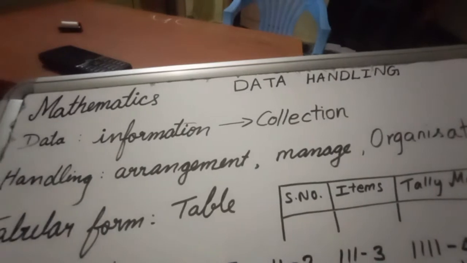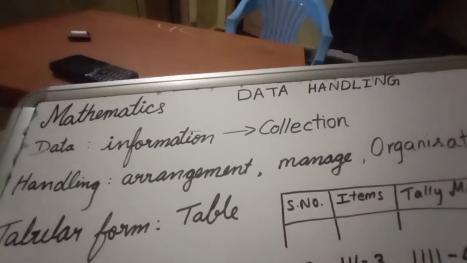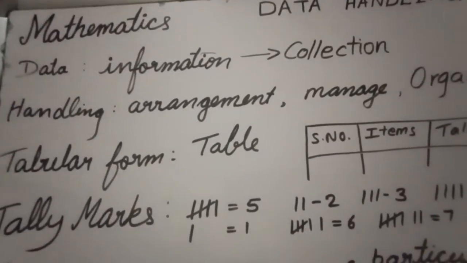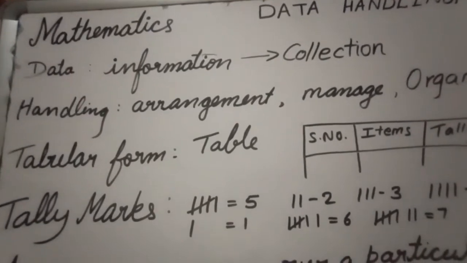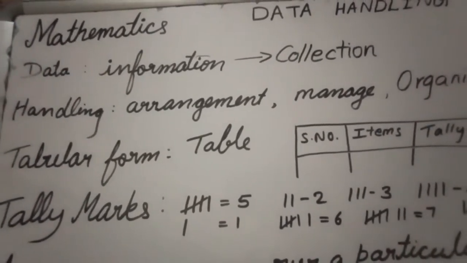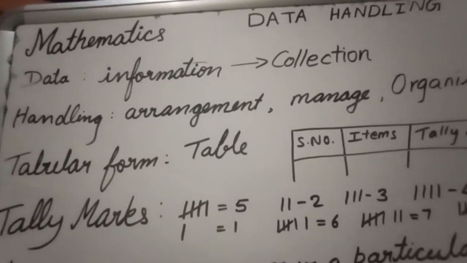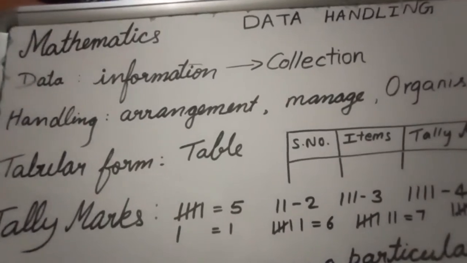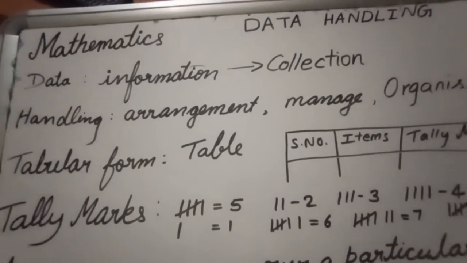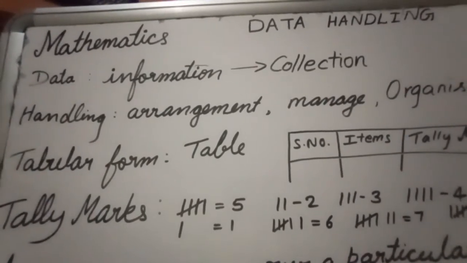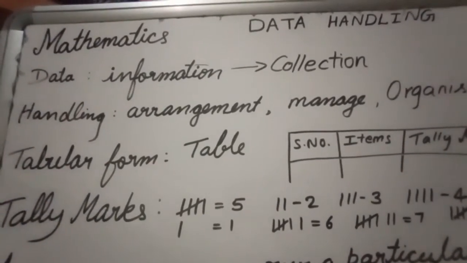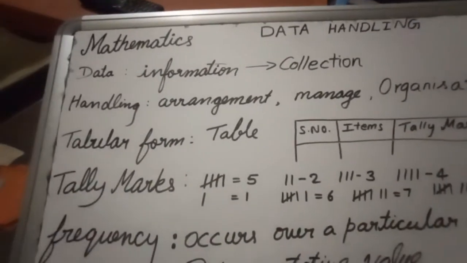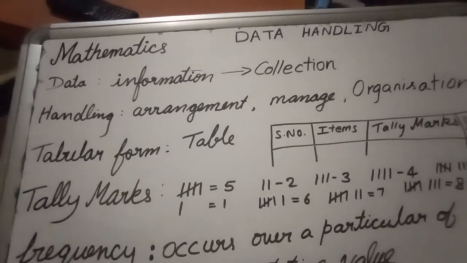My dear students, while collecting the information, there are two types of information. One is in the limited form, another one will be unlimited form information, also open-ended. I mean there is no end for collecting the information. So in that way we are going to collect the data. Data is called information. We are collecting the information. After collecting the information, we are going to handle that. We may arrange it, or we may manage it, we may organize that. So that is called data handling.